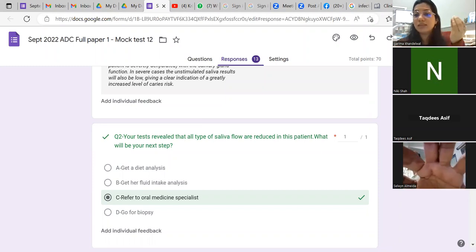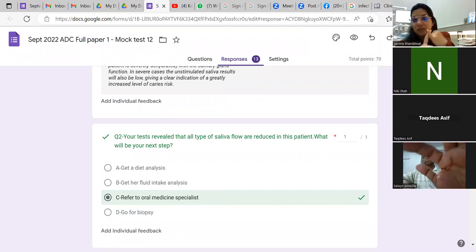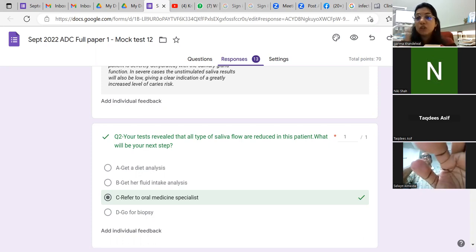When the salivary flow itself is very low, you can prescribe the patient an artificial salivary substitute, but that is for a limited time. For 24 hours, you cannot use a salivary substitute. So it's best to get the opinion of an oral medicine specialist, so I should refer the patient. Getting a diet analysis is fair enough, but that is not going to help. Her fluid intake analysis, fair enough. She says she drinks a lot of water, but still the salivary flow is less. What will you do? Go for biopsy? You are a GP, you cannot do a biopsy. For biopsy also, you have to refer to oral medicine.